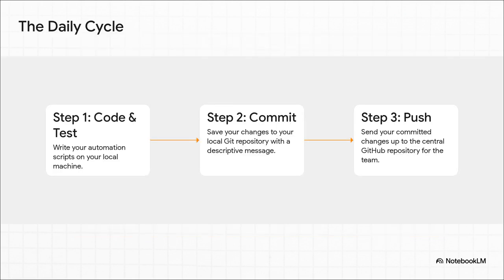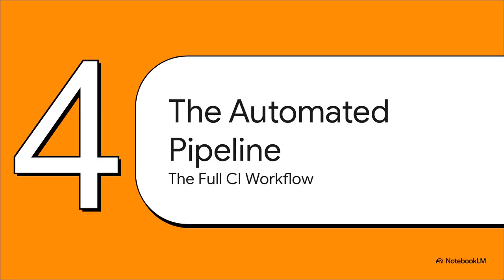So this all leads to a really simple and powerful daily rhythm. It's a three-step cycle. First, you code and test on your machine. Second, when you get to a good stopping point, you commit those changes to your local Git notebook with a little message about what you did. And third, at the end of the day, you push all those commits up to the shared GitHub library for everyone else. All right, let's recap.